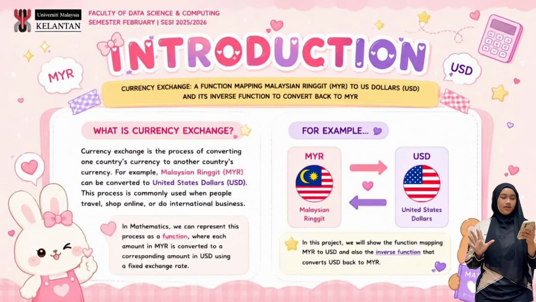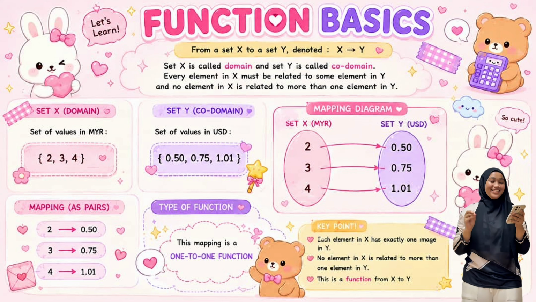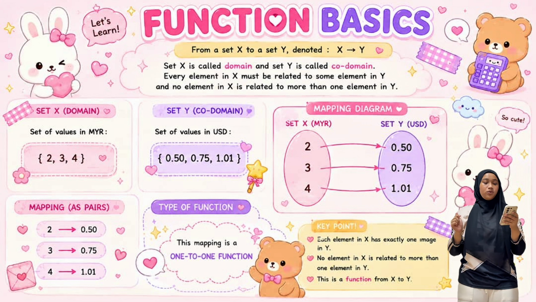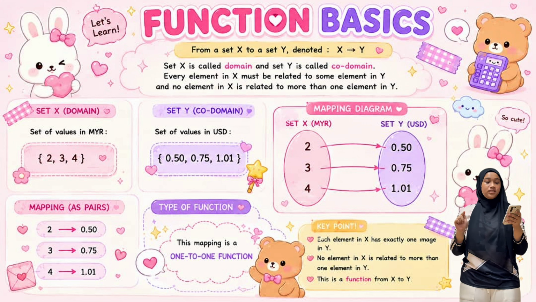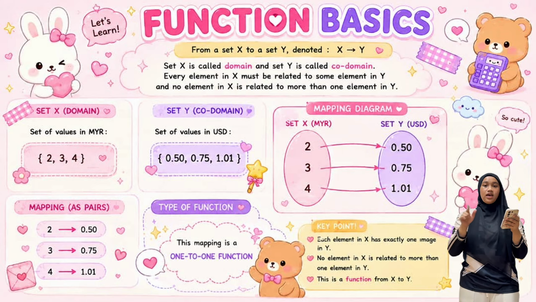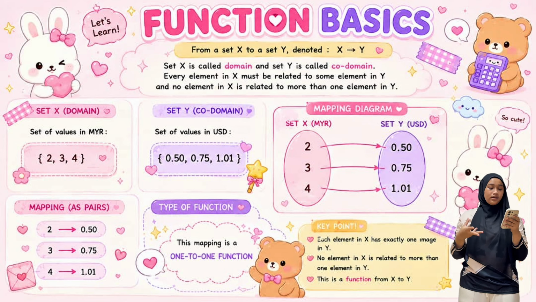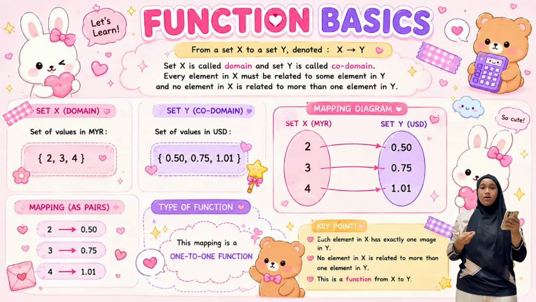Currency exchange can be presented as a function because each amount in MYR is converted into exactly one corresponding amount in USD. The exchange rate used in this example is 1 USD equal to 3.98 MYR. Therefore, the function is f(x) equal to x over 3.98, where x represents the amount in MYR and f(x) represents the amount in USD.